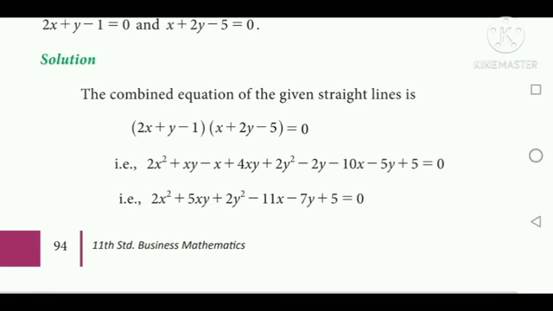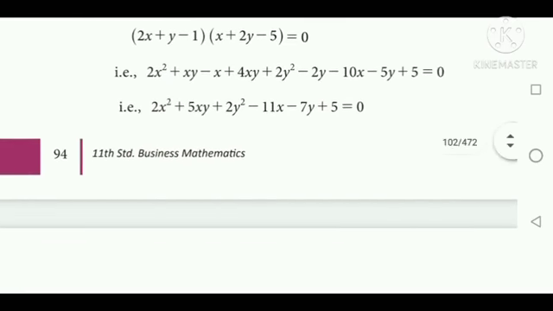Now we are multiplying each and every term by the other term. That is, 2x into x, we are getting 2x square. Then 2x into 2y, we are getting 4xy. Then 2x into minus 5, we are getting minus 10x. Likewise y into x, y into 2y, y into minus 5, minus 1 into x, minus 1 into 2y, minus 1 into minus 5. So we are getting the equation like this: 2x square plus xy minus x plus 4xy plus 2y square minus 2y minus 10x minus 5y plus 5 equal to 0.